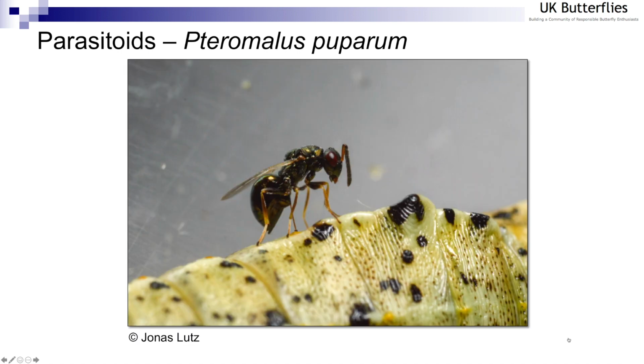And then finally, just to complete the sad tale of the large white, those allotment growers that don't like seeing the cabbage whites flying around their allotments will probably feel a lot more sympathetic after hearing this story, because not only are the larvae attacked and the eggs attacked, but the pupae are also attacked. So this is a generalist parasitoid, Pteromalus puparum. Again, a very nice picture from Jonas Lutz here.